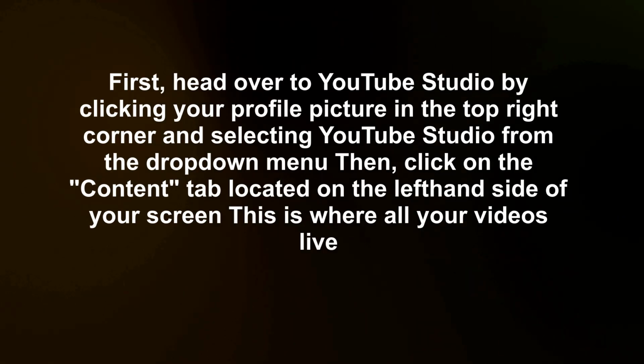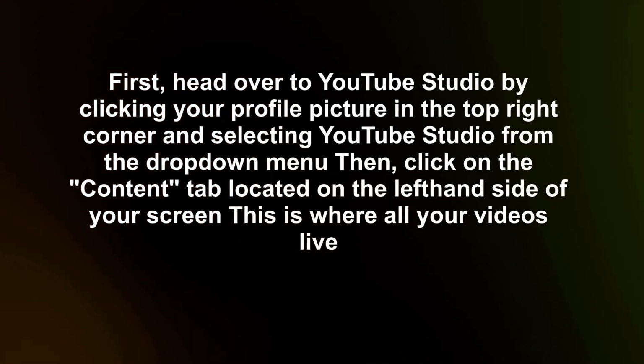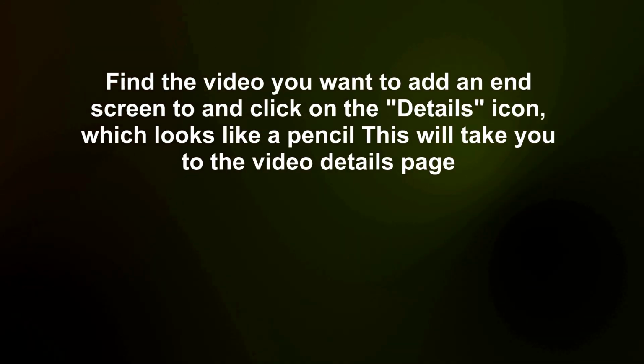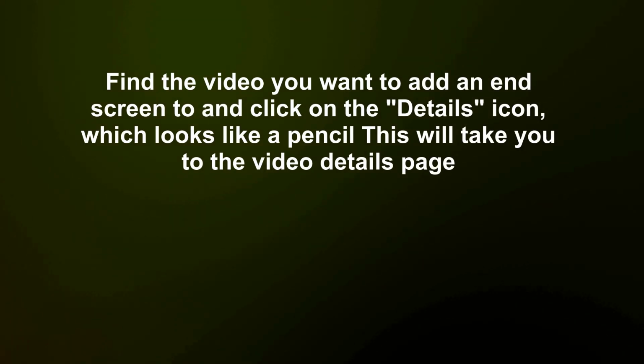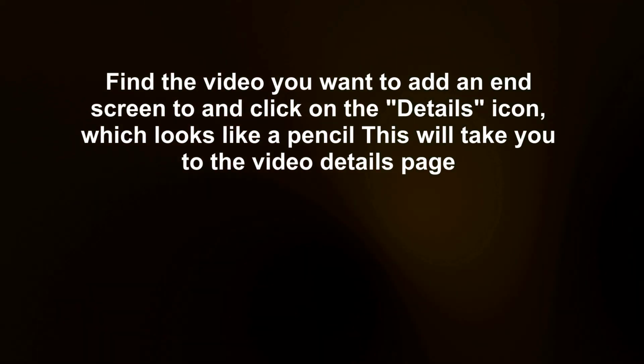Then, click on the Content tab located on the left-hand side of your screen. This is where all your videos live. Find the video you want to add an end screen to and click on the Details icon, which looks like a pencil. This will take you to the Video Details page.